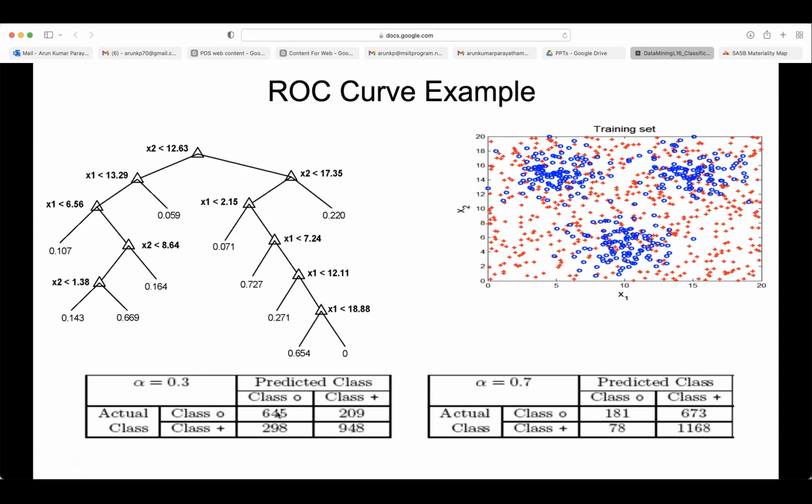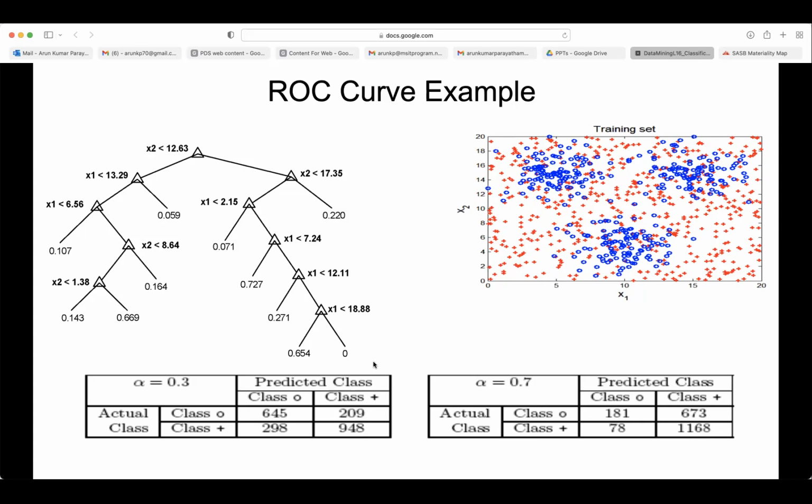Then you don't get any continuous value. But if you take 645 by 645 by 298, that will give you continuous value. Similarly, 209 by 209 plus 948. So we will represent only the probability to be predicted as positive. So we are not worried about it.